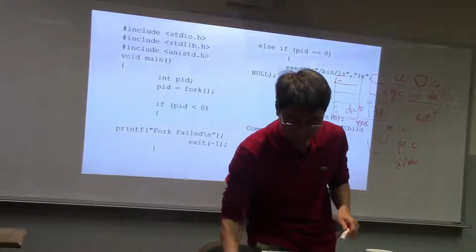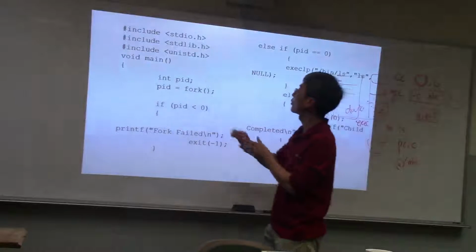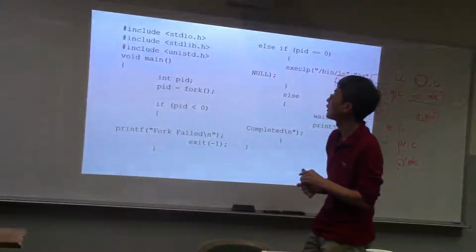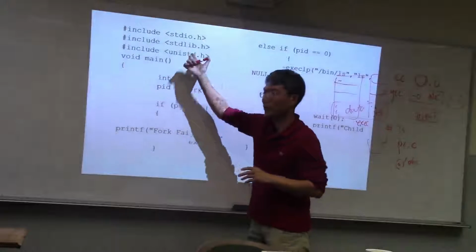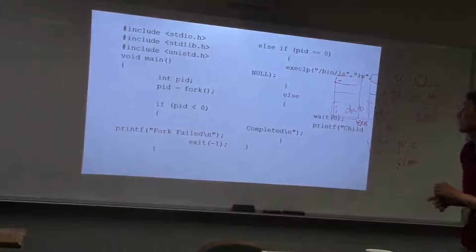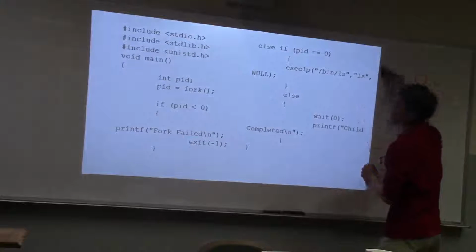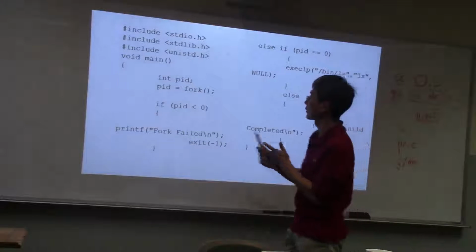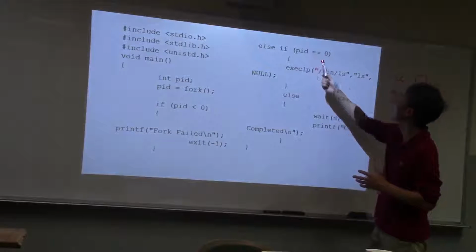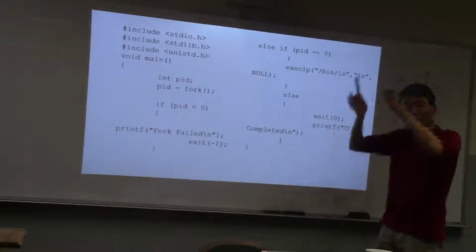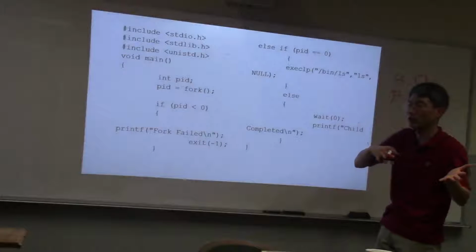So, this is the source code. We need to include one more header, unistd. Okay? I don't know exactly what it stands for, but that's for the exec. So, just like the previous one, fork, okay, fail. Otherwise, 0 means it's successfully forked, but it's the same as the previous, the parent.